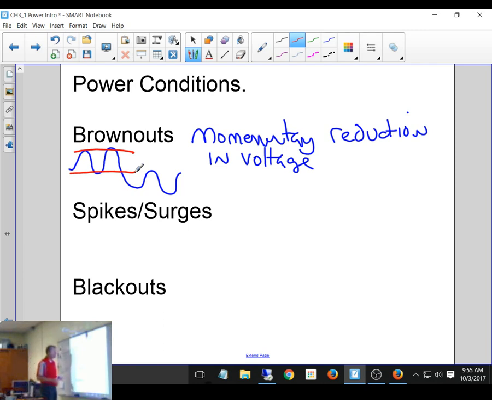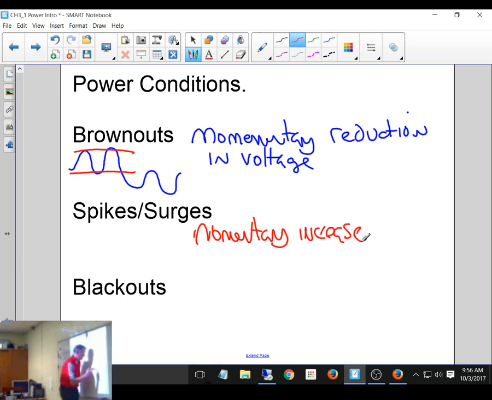Okay, so brownouts are a momentary reduction. Spikes and surges are the exact opposite. They're momentary increases in voltage. Now, they can be huge. They don't have to be small. If your house gets hit by lightning, it's had a surge or a spike, and it can be very large. But they can also be very small, small enough that we don't notice on a daily basis. And one of the reasons that we have power supplies go bad is because there are little tiny brownouts and spikes or surges happening all the time because our power's not perfect.